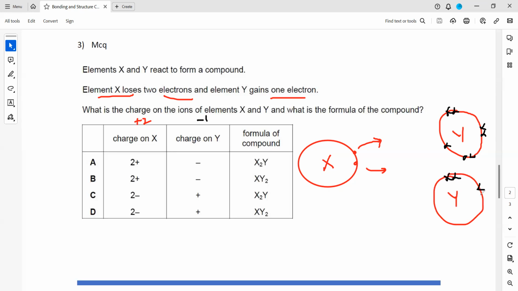So it should be 1 X, losing 2 electrons, so we need 2 Y for this. So what should be the formula of the compound? The formula of the compound should be 1 X and 2 Y, so XY2. So plus 2, minus 1, and the formula will be XY2. B will be the right answer. Is this one clear?